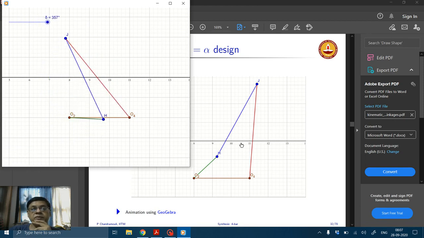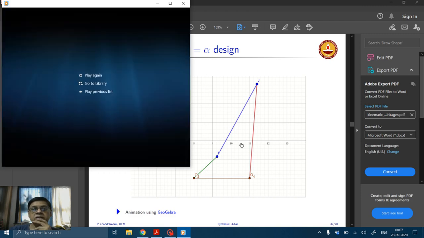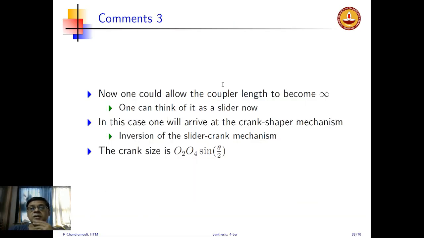Now we are moving away from the extreme, and that's it. All right. Now, on the other hand, I could go ahead and pick a point B, which is basically at infinity. So that means the coupler length essentially has become infinity. So the infinite length can be treated as a slider. So in this case, we arrive at the crank shaper mechanism, which is an inversion of the slider crank mechanism.